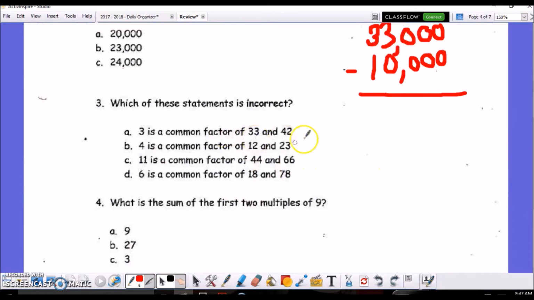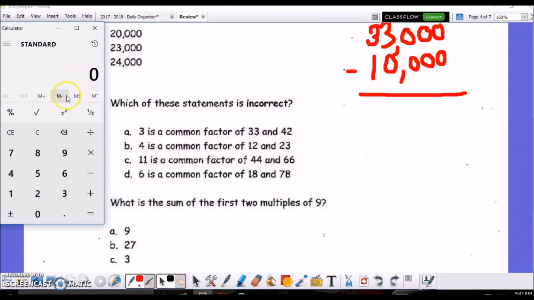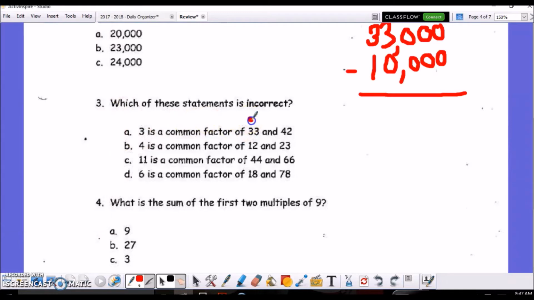We have a lot of practice on the back of tonight's homework with questions that look like this. All you are doing is testing the large numbers, 33, 42, 12, 23, 44, 66, 18, and 78, for divisibility. Don't stress yourself out. Pull out a calculator. Remember, checking for divisibility is simply plugging in the large number, dividing it by the smallest number, in this case 3, and if you get an answer without a remainder, then yes, this one is divisible by 3, or 3 is a factor of 33.